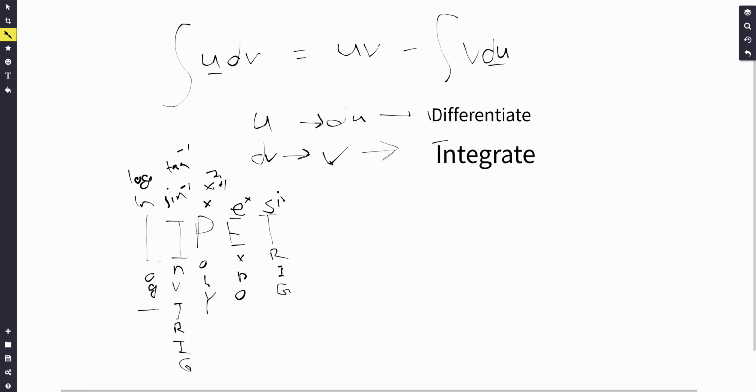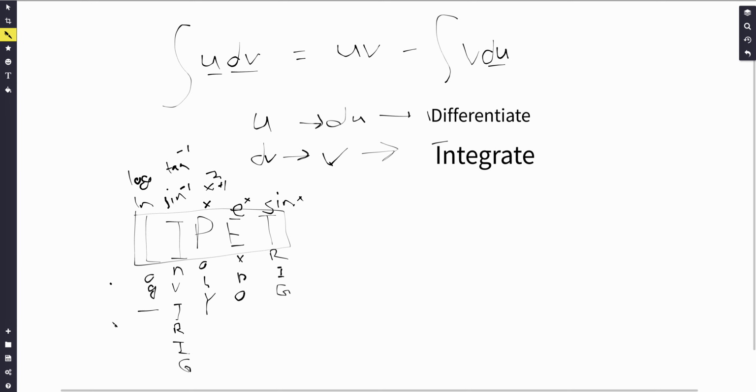When you have to decide what's going to be your u value and what's going to be your dv value in an integration by parts question, make sure you choose using LIPET. Think of LIPET and ask, is it log first? If not, what's the next one? Inverse trig. If yes, then that's it. If not, is it a polynomial? Basically keep going in order.